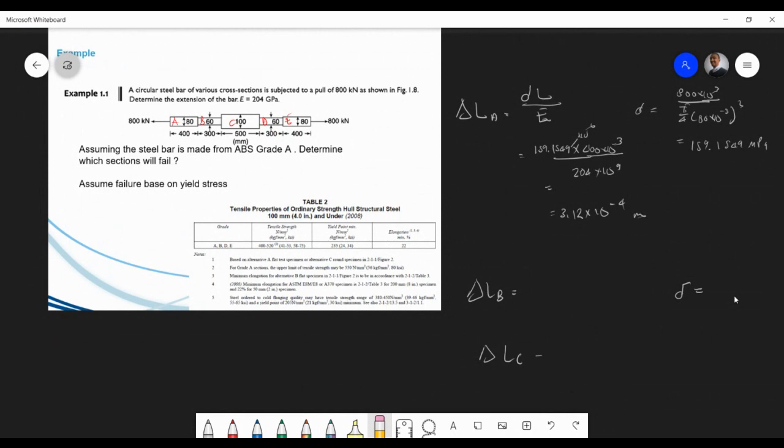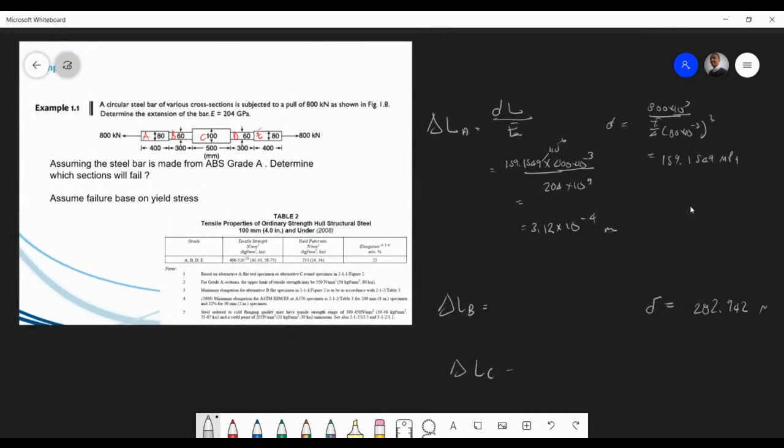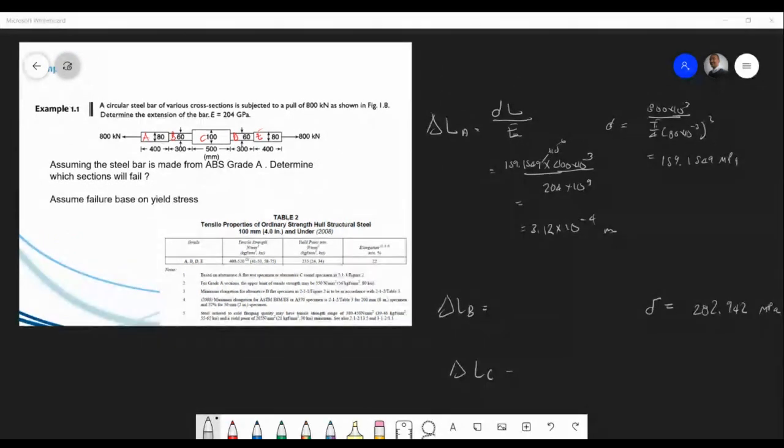What's section B stress over there? It's 60 mole, right? 282.942. Let's put that right. And I'm changing lengths. Someone figure that out.